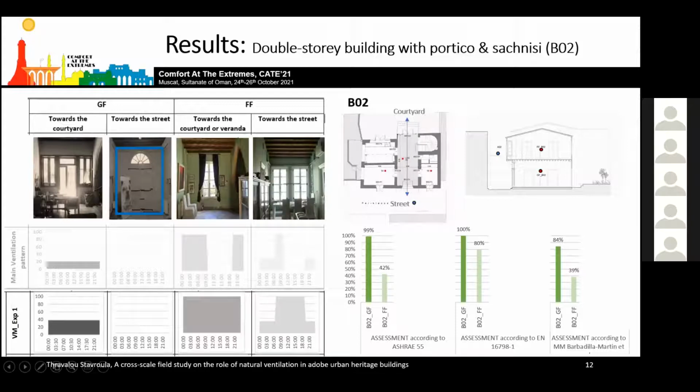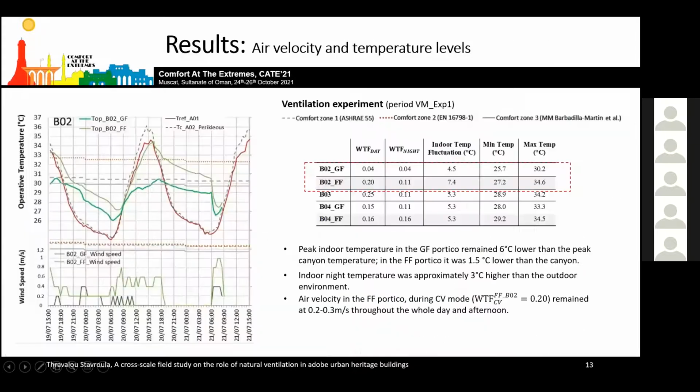Peak indoor temperature in the ground floor, which is the dark green line you can see here, remained 6 degrees lower than the peak canyon temperature, whereas in the first floor portico it remained just 1.5 degrees lower than the canyon. Air velocity in the first floor portico during cross ventilation mode remained higher than 0.2 meters per second and reached up to 0.6 meters per second during the afternoon.